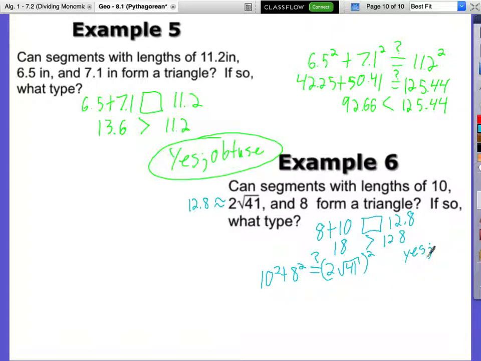So using your calculator, careful. Yeah. Otherwise, your math is good.